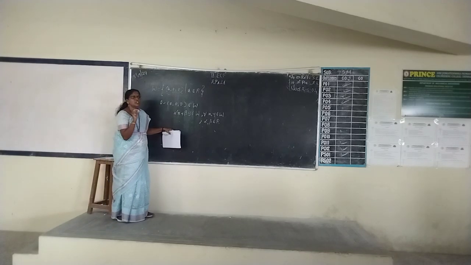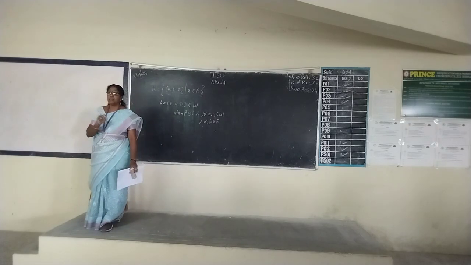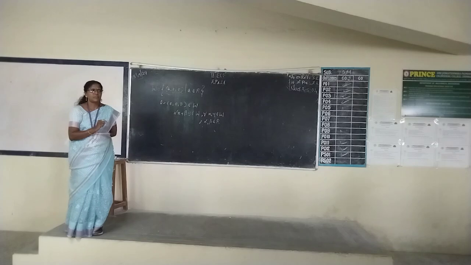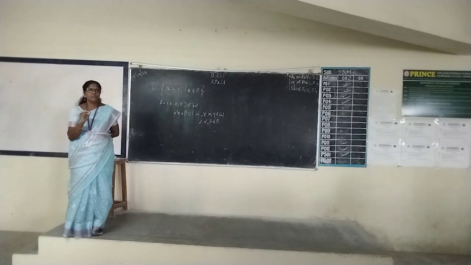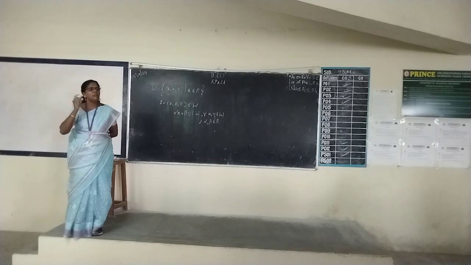Tell me how you will assume the elements x and y. It is not simply x and y. How do you assume the elements of x and y? How will the elements in W be?